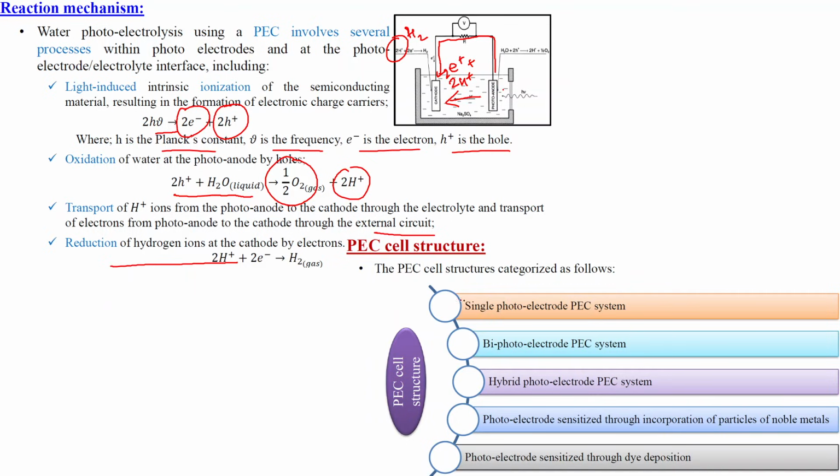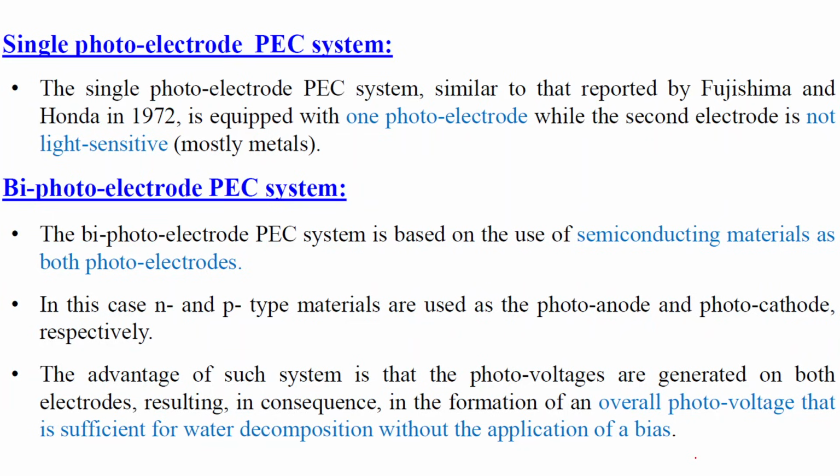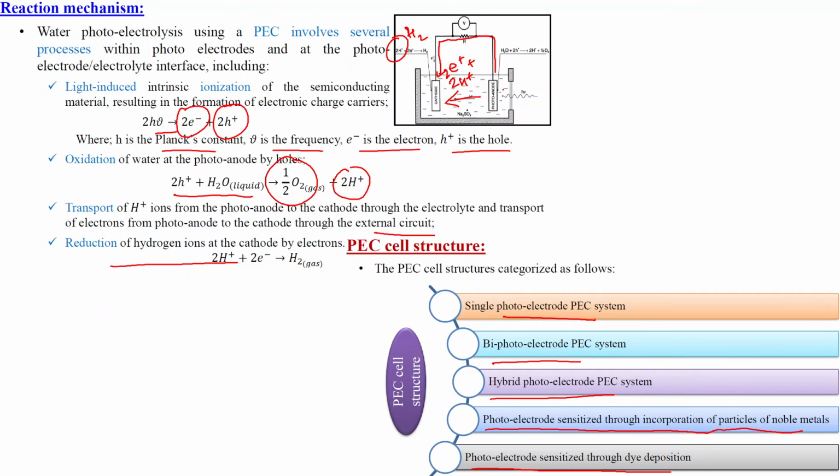Okay, so the PEC cell structure is of different types: single photoelectrode PEC system, biphotoelectrode PEC system, hybrid photoelectrode PEC system, photoelectrode sensitized through incorporation of particles of noble metals, and photoelectrode sensitized through dye deposition. Okay, so let us discuss one by one. Single photoelectrode PEC system is where one photoelectrode is present and the other is metal. As here, this is the photoelectrode and this is simply a metal.